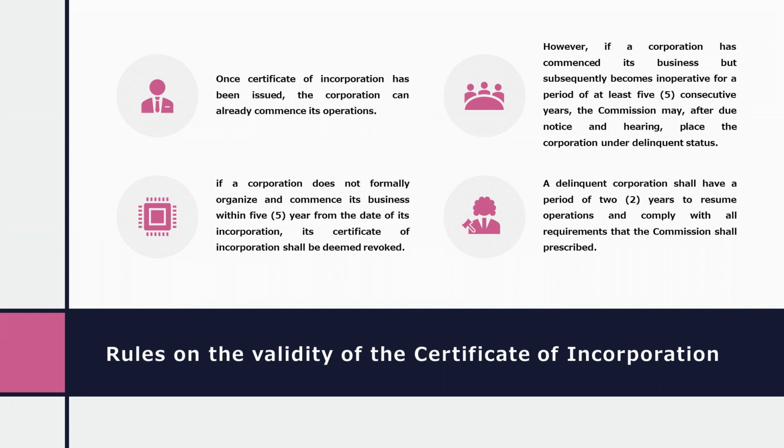Now, a delinquent corporation shall have a period of 2 years to resume operations and comply with all the requirements of the commission or that the commission shall prescribe. Again, kapag na-fall sila dito, mako-consider sila as delinquent. So once delinquent, they are given 2 years to resume operations and to comply with all the requirements as prescribed by the commission. Otherwise, pag hindi nila ito na-comply, mare-revoke na ang kanilang certificate of incorporation.